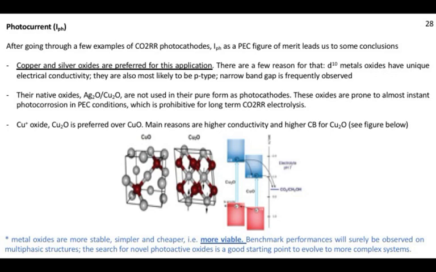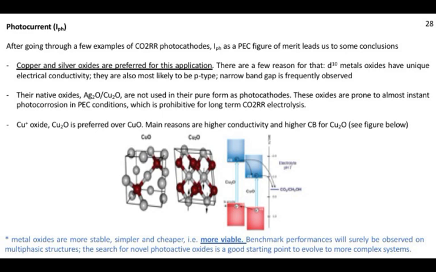However, their native oxides, silver oxide and copper(I) oxide, can't be used because they are really unstable, unfortunately. We've worked with this material already; it's a really common material you can test in your lab. If you make an electrode based on pure copper(I) oxide, you will see a huge photocurrent, but it will last no longer than 5 minutes. Then we check the electrode, and it's all black. It's all corroded.